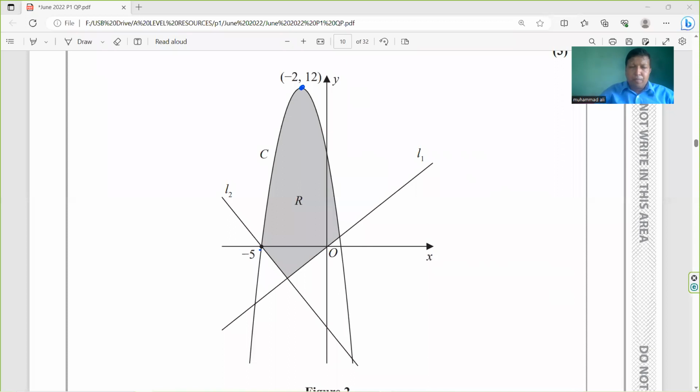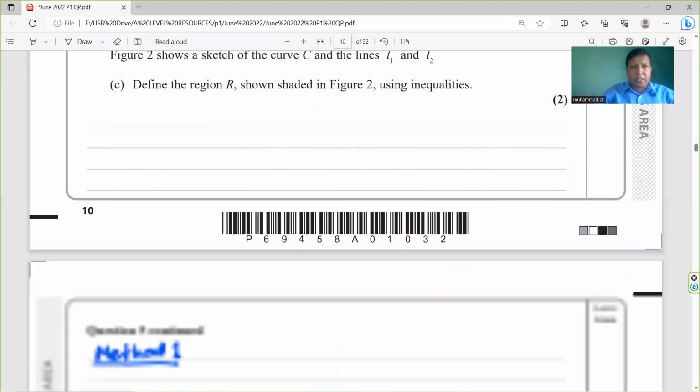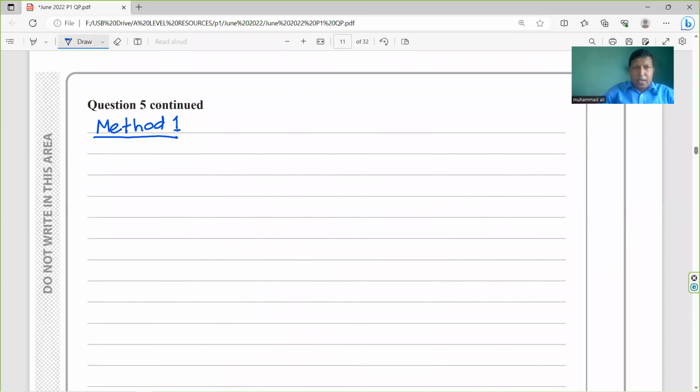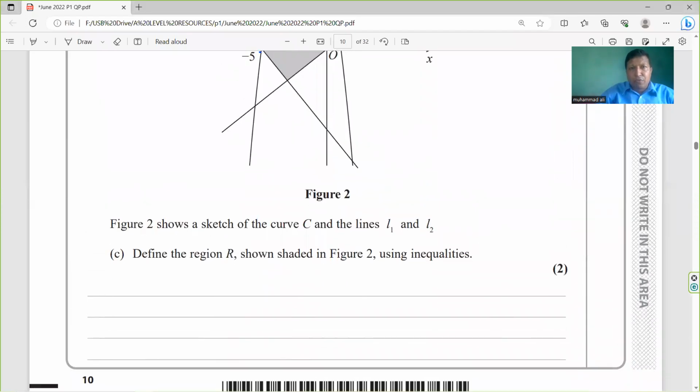The maximum point of this curve has coordinates (-2, 12). Here the x value is -2 and the y value is 12. So we can write this curve as f(x) equals 12, where 12 is the maximum value, minus a(x plus 2) whole square. This is equation 1.